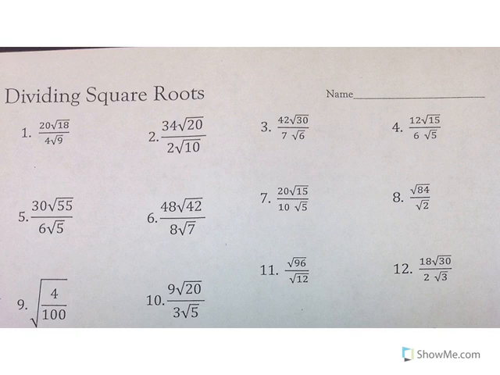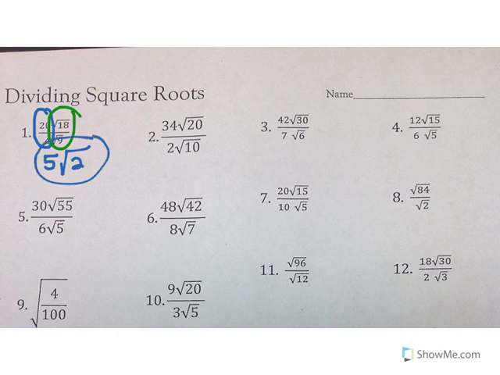Okay, for the most part, most of these 1 through 10 are basically dividing the whole numbers, and so we're looking at them like they're in columns, and then dividing the radical. So as you can see, we have 20 divided by 4, which is 5. And then the square root of 18 divided by the square root of 9 is going to give us the square root of 2. And we can't simplify that, so that's going to be our answer.